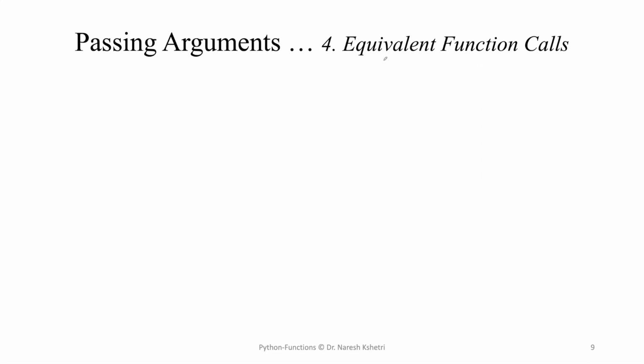On top of the three argument passing ways, that are keyword arguments, positional arguments, and default values, we are trying to make some equivalent function calls. Yeah, a very important topic, because a function can be called in so many ways that make one function call equal to another, for several reasons.